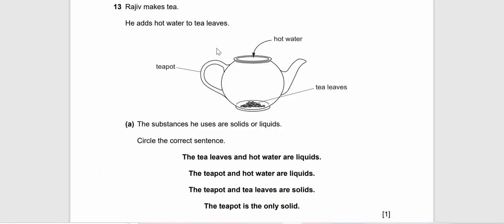Next. Okay, guys. Question 13. Rajiv makes tea. He adds hot water to tea leaves. Here is a teapot, and these are tea leaves. Question A. The substances he uses are solids or liquids. Circle the correct sentence. The tea leaves and hot water are liquids, is it correct? The teapot and hot water are liquids, is it correct? The teapot and tea leaves are solids, is it correct? The teapot is the only solid. You have 10 seconds to choose one.